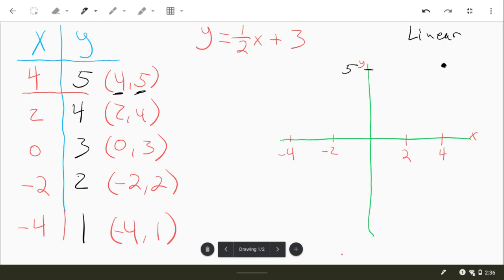Also, we're going to do 2, 4. So 4 for y is about right there. So 2, 4 should be somewhere in that neighborhood. 0, 3. 3 should be about right here. And then 0, so we're going to go 0 to the left and right, and then up 3. Okay. -2, 2. It's about right there. So 2 to the left and then up 2. And then -4, 1. 1 can be about right here.